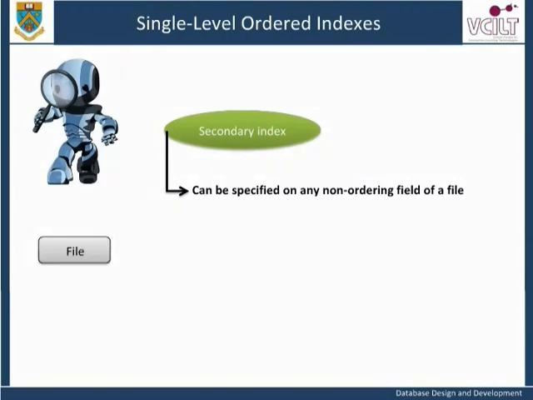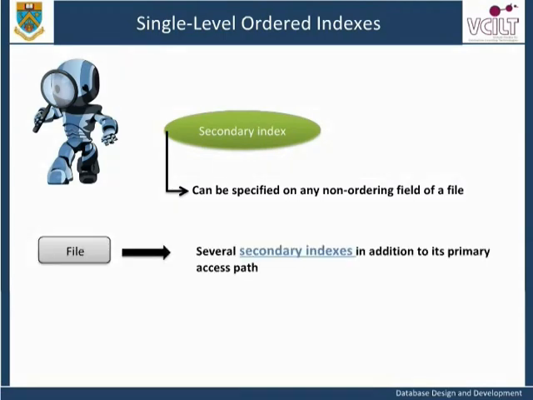A file can have several secondary indexes, in addition to its primary access path, that is, primary index or clustering index. As we mentioned earlier, secondary indexes do not affect the physical organization of records.